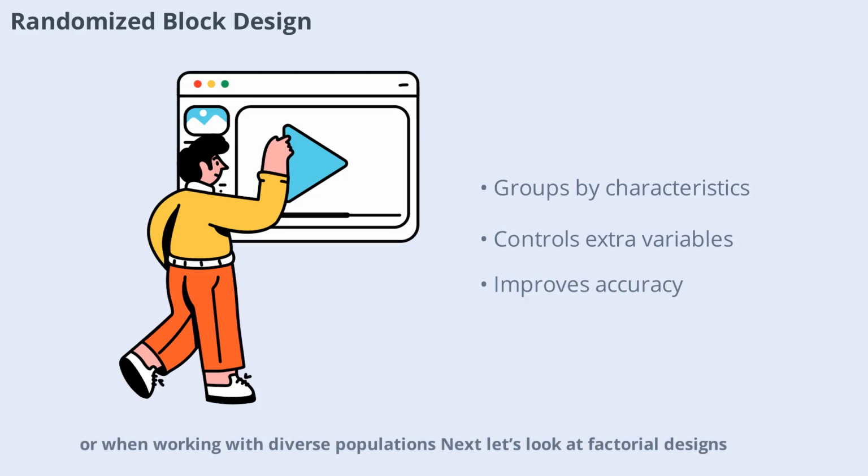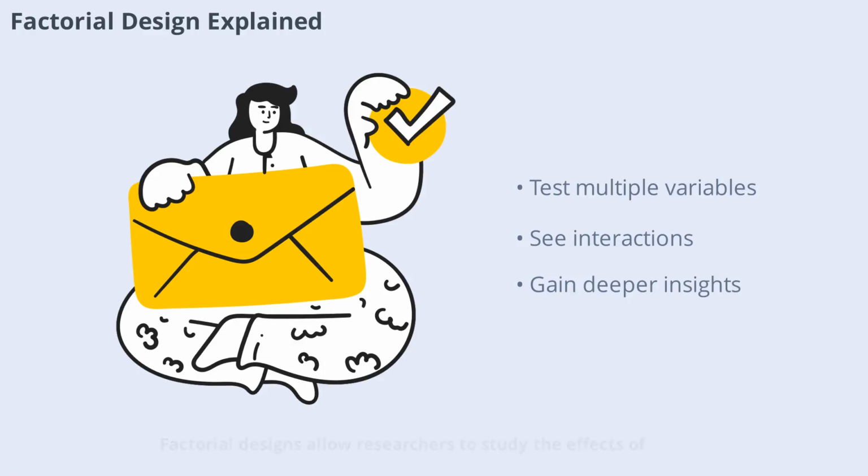Next, let's look at factorial designs. Factorial designs allow researchers to study the effects of two or more independent variables at the same time.